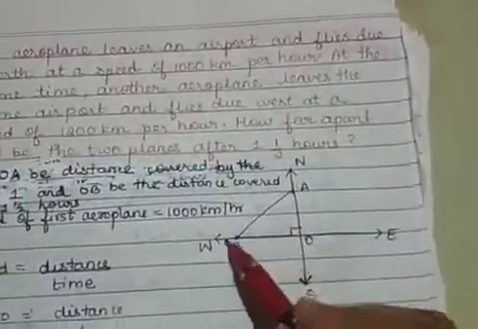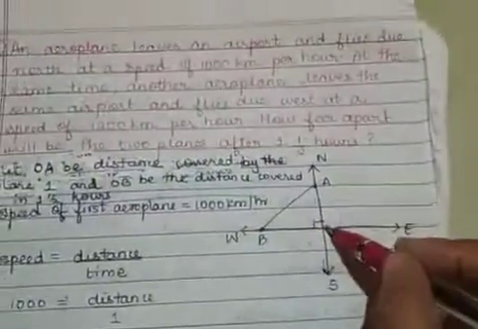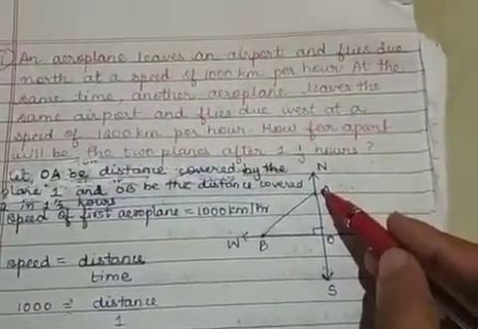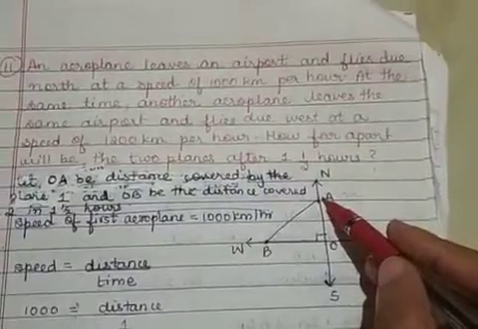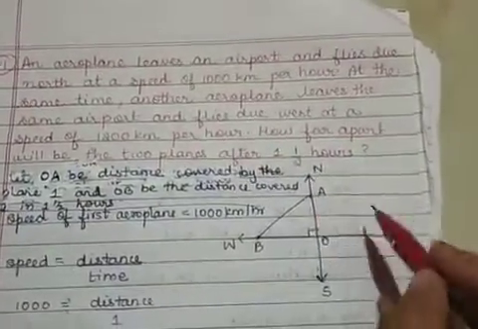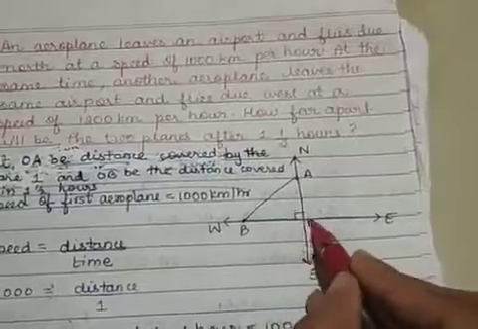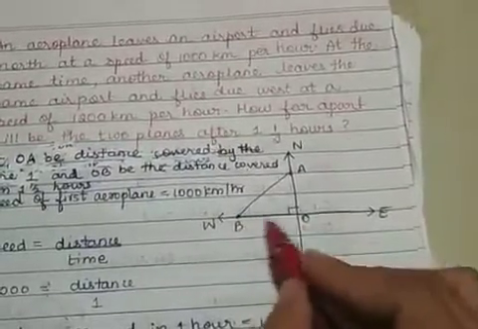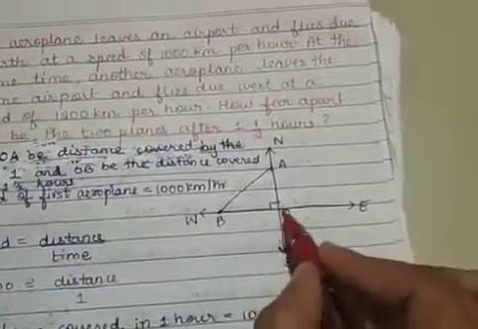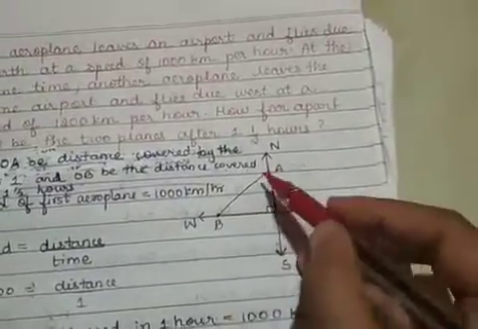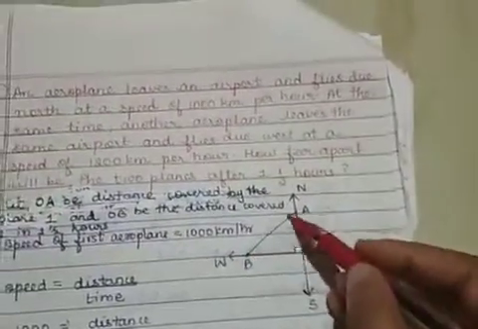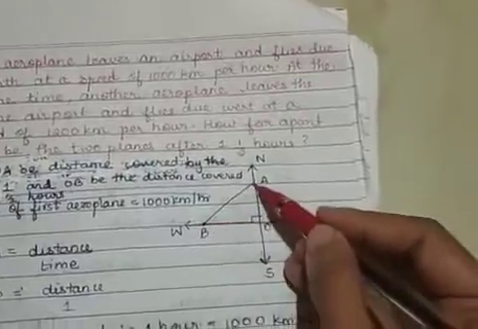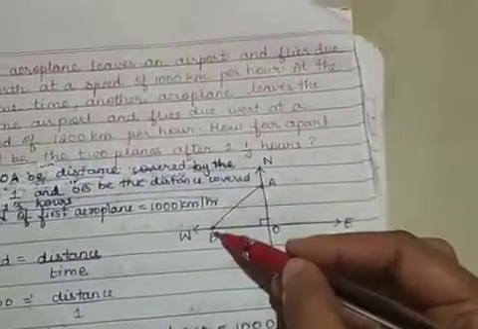So let us draw the figure here. Let us take OA as the distance covered by the first plane in 1.5 hours, and OB be the distance covered by the second plane, because it goes towards the west, in 1.5 hours. What we have to find here is the distance between the two planes. So we have to find AB.